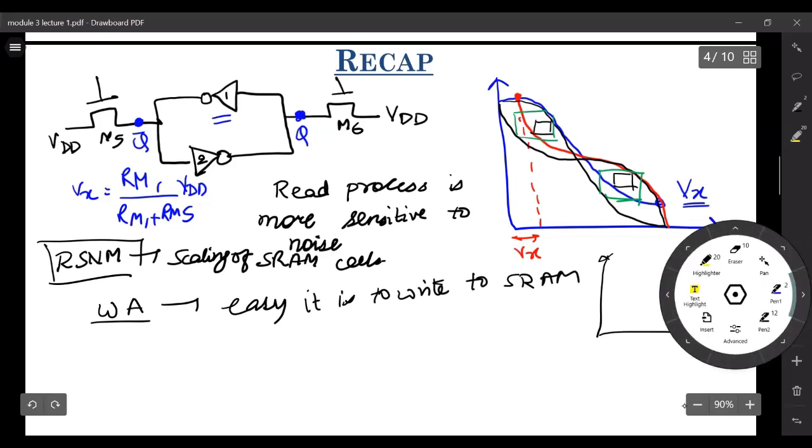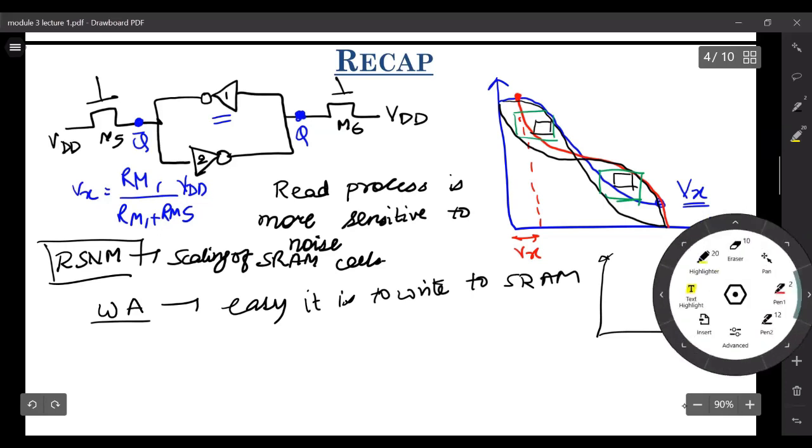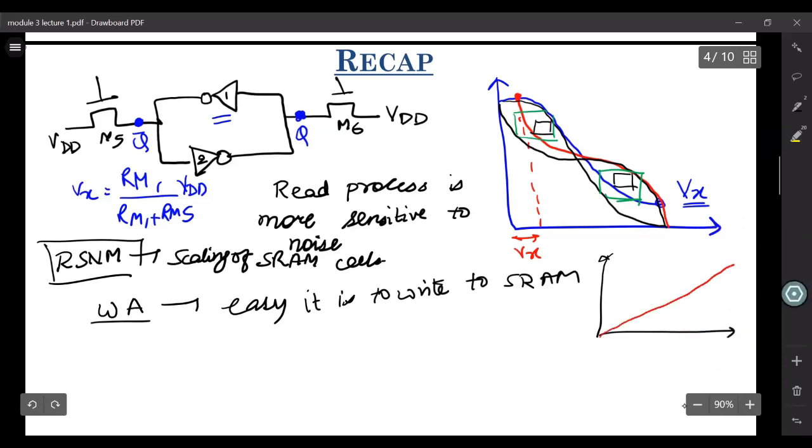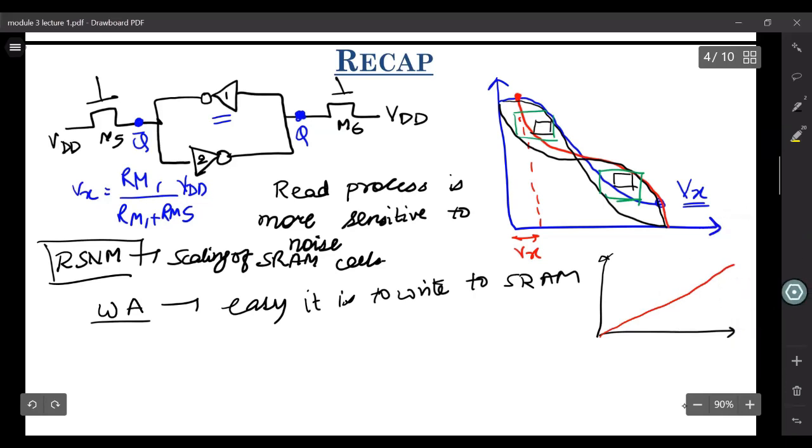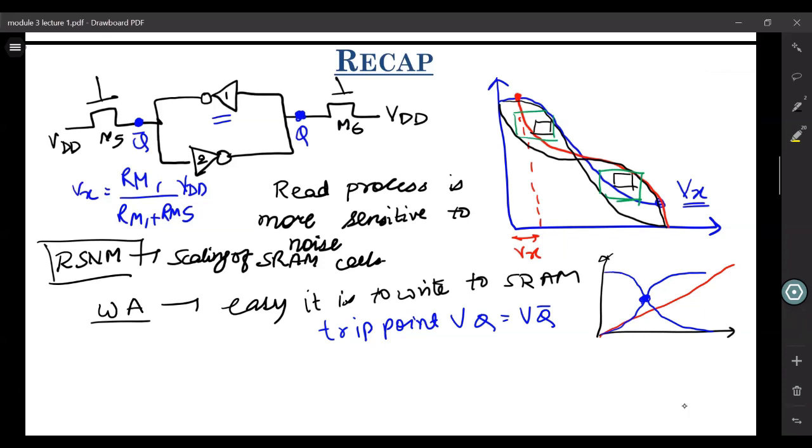First we ramped, or provided a slope to our VBL like this, and then we saw how Q and Q bar react to this. So let's say Q was initially 1, and we are writing Q equals 0, so it will go something like this. And similarly, your Q bar will go something like this. Then we found the instance where VQ equals VQ bar, which we called the trip point. Why is it called the trip point? Because when we reach this value, we are sure that we are going in the right direction, and we will flip the state of the existing SRAM cell. So that is why it is called the trip point.